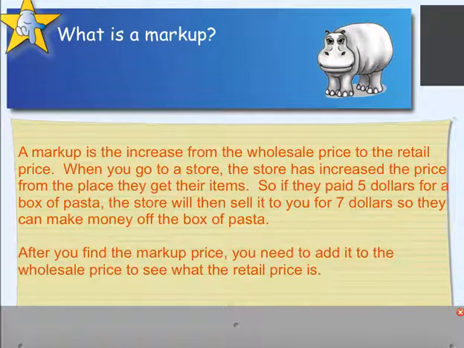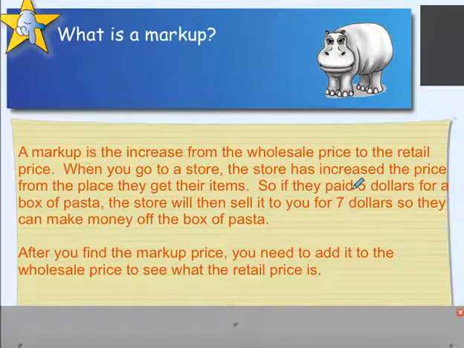Whereas a markup, this is when stores often buy things from wholesale retailers so that they can buy them cheap and then sell them to us at a marked up rate. So when you go to a store, the store has increased the price from the place they get their items. This is in order so they can make a profit. That's why they're in business.